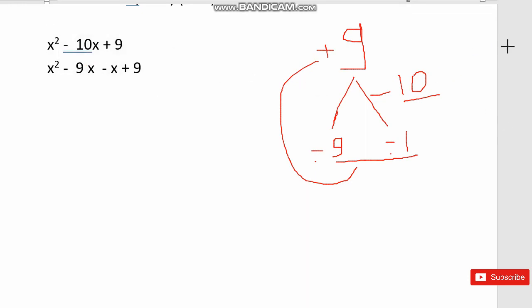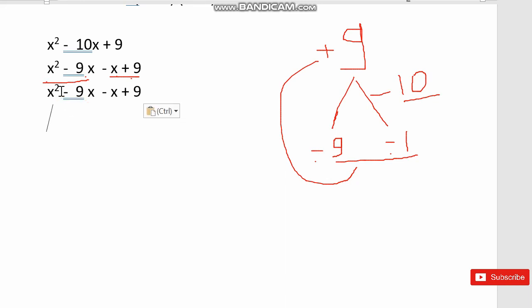Now what do we get? We get the four terms: first, second, third and fourth. And what do we do here? We just make two groups. This is the first group and this is the second group. Now when making these two groups, what we can do here, we just take x as common.